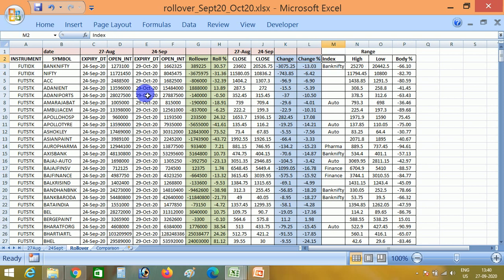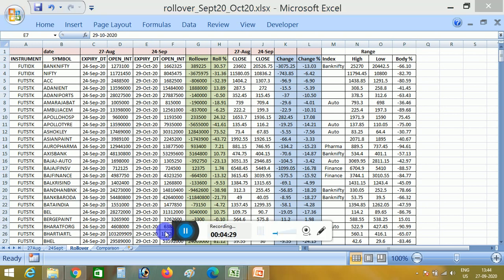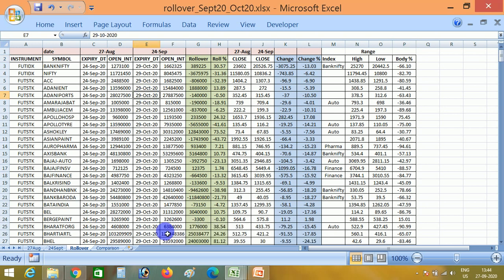The other thing I have added is the index and the high low range and body percentage. Friends, this body percentage has been added for the first time, and I will tell you how I will analyze this data. In the data we have shared the range, that is the monthly high-low range of the particular script. If we say Bank Nifty, Bank Nifty made a high of 25270 on a monthly basis, and for the low it is 20442, and the body percentage it made is minus 66%.